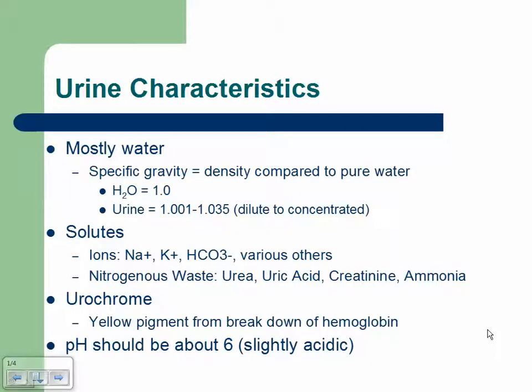And the pH of our urine should be about 6. So slightly acidic, but remember 7 is neutral, so it shouldn't be really, really acidic.